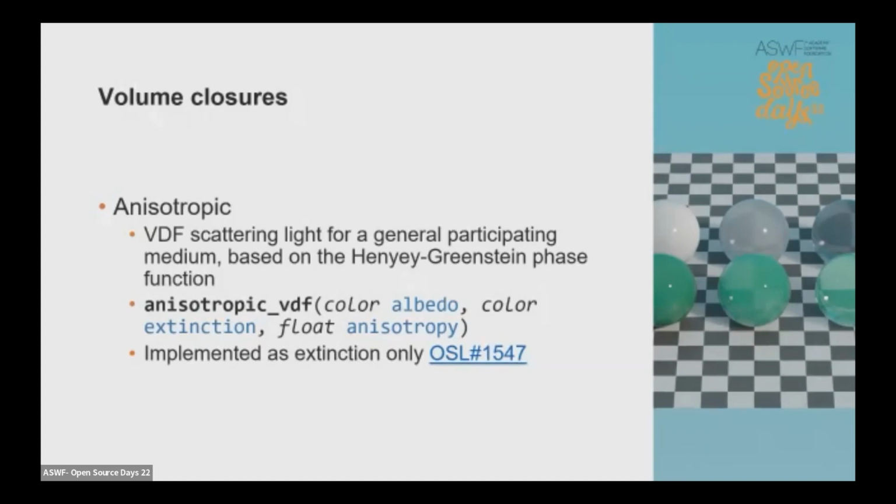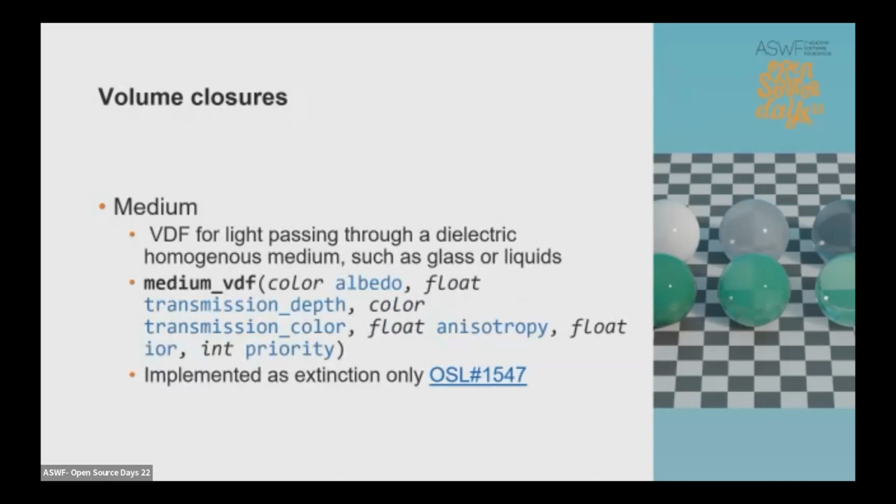And again, there's no volumetric integrator in test render, so those images are rendered with Arnold, which has support for those closures. But yeah, there's an ongoing discussion on what we're going to do with test render regarding volumetric integration. So I think in test render, they're now implemented very recently as extension only. So we have an anisotropic volume distribution function and a homogeneous material one.